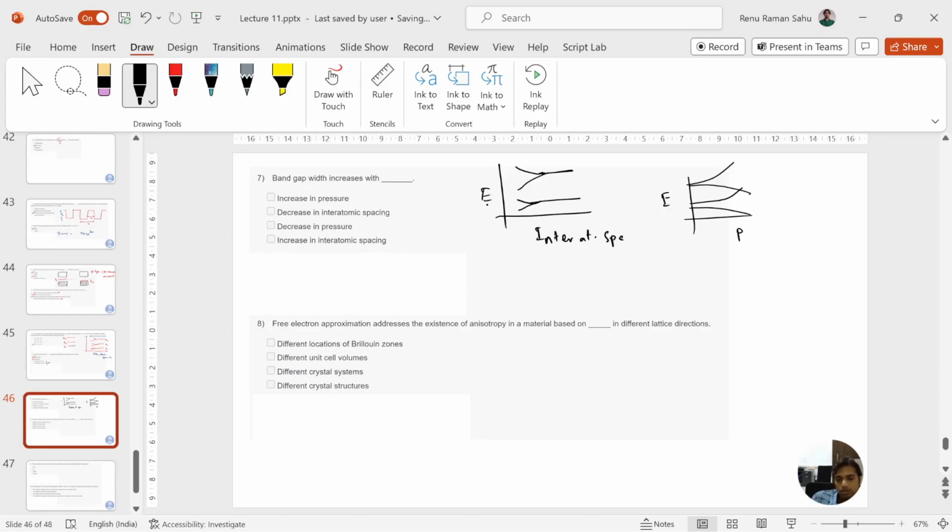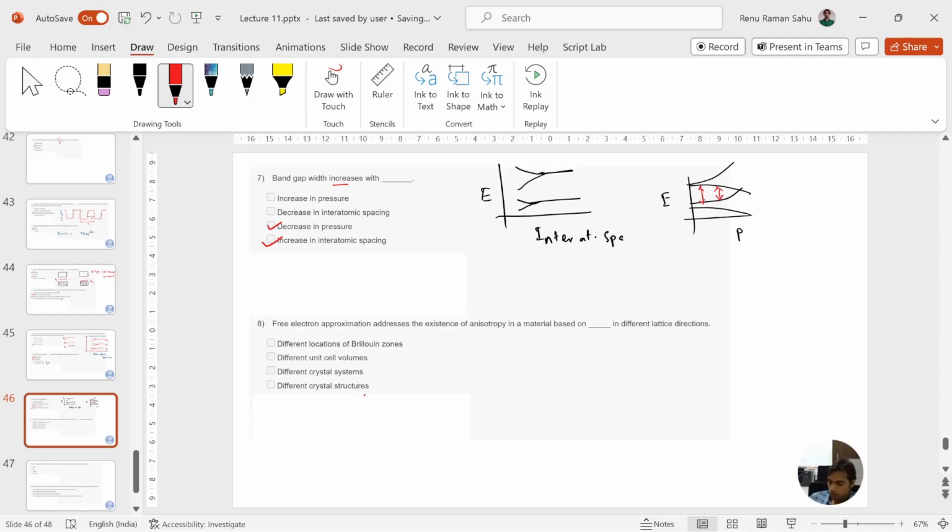With pressure, band gap width actually decreases usually. With increase in pressure, band gap is decreasing. So band gap width increases with decrease in pressure. What about interatomic spacing? Increase in interatomic spacing, or increasing interatomic spacing. Correct.